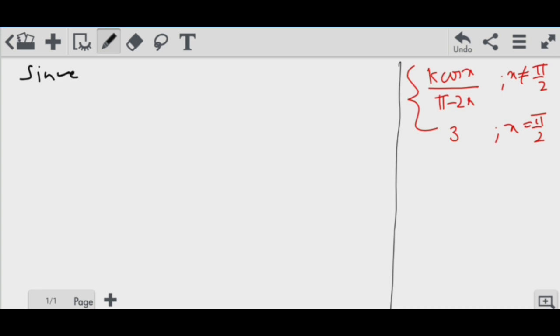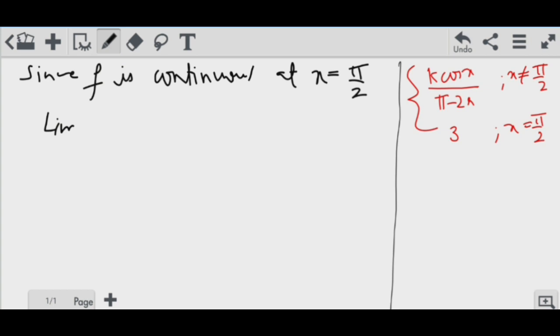Since f is continuous at x is equal to pi by 2, so LHL, RHL I will not be taking in this case, as both LHL and RHL are included in one single branch, that is the first branch. So I calculate the limit of the function f of x as x tends to pi by 2 is equal to f of pi by 2.